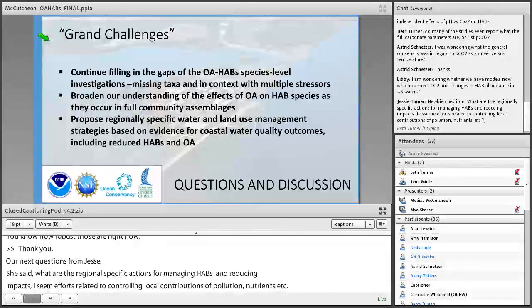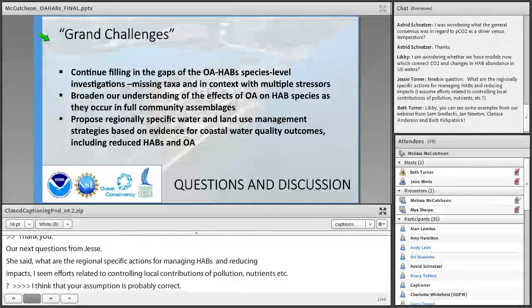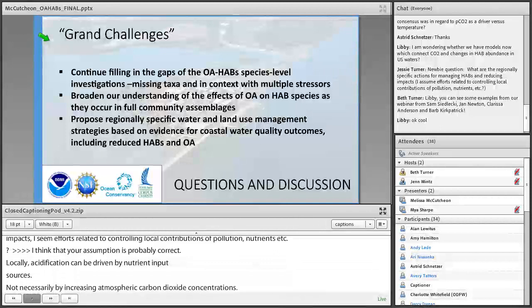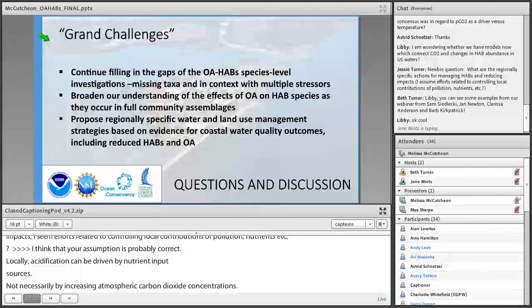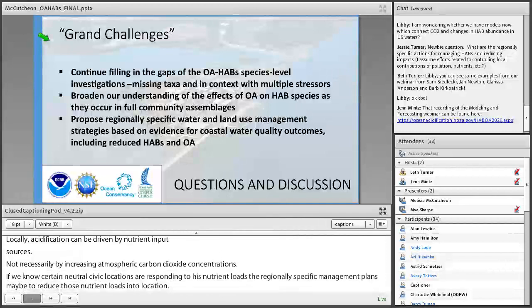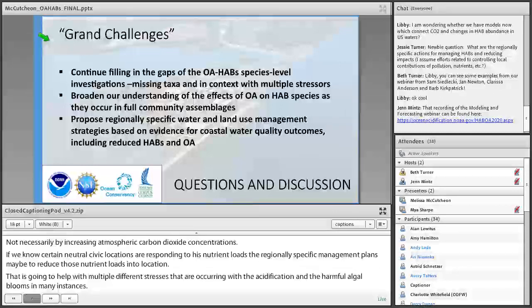You know, locally, acidification can be driven by nutrient input sources, not necessarily by increasing atmospheric carbon dioxide concentrations. And so if we know that certain areas, certain eutrophic locations are kind of responding to those nutrient loads, the regionally specific management plans may be to reduce those nutrient loads into that location. And you know, that is going to help with multiple different stressors that are occurring, both the acidification and the harmful algal blooms in many instances. So, that's something that we need more information to directly know, like, what level of nutrient load reduction is required to see improvements.